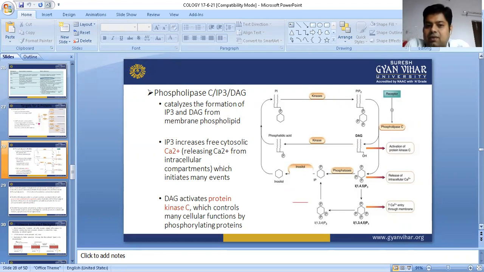And we can see in this diagram the kinase enzyme which is activated. The receptor activates phospholipase C, and this phospholipase C acts on the kinase and binding of various phosphate groups. During that time, it causes the activation of protein kinase C, which is responsible for the reactions with inositol, and this releases calcium ions intracellularly, and this calcium ion is responsible for contraction as well as excitation in the cell.